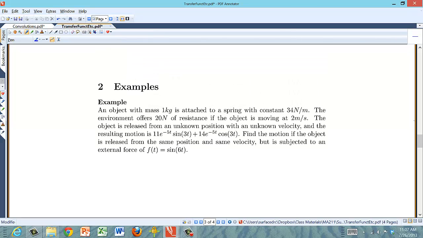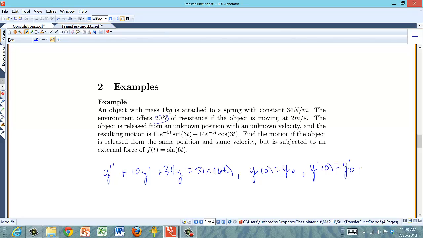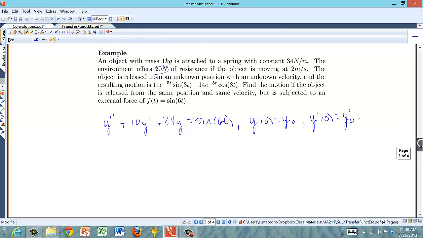Okay, so what do we want to do? We want to solve this ODE. Mass, so y double prime plus, what's my damping term? It's 20 newtons divided by 2, so 10y prime plus 34y equals sine 6t. So we want to know what happens when there is forcing and there is some initial condition, right? So y at 0 equals, I didn't tell you what the initial condition was, so we just have to write it in terms of these unknowns, right? y prime at 0 equals y naught prime. We'll write that, okay? So that's the problem we want to solve.